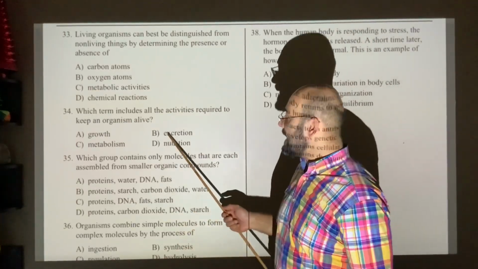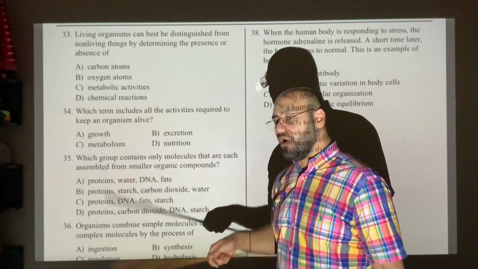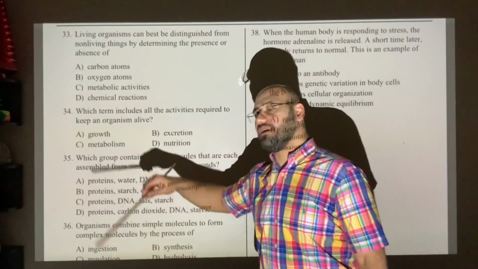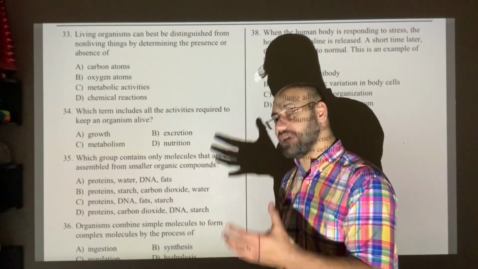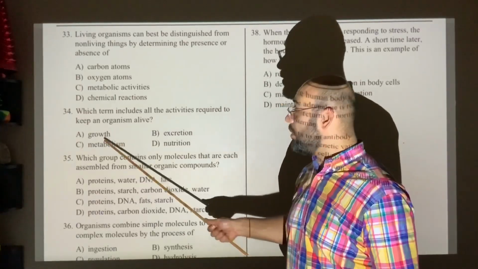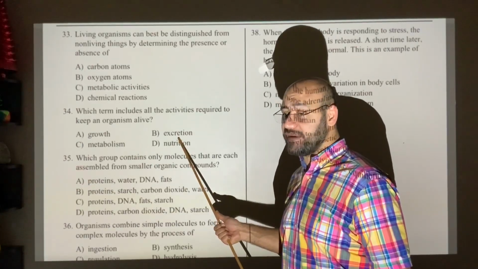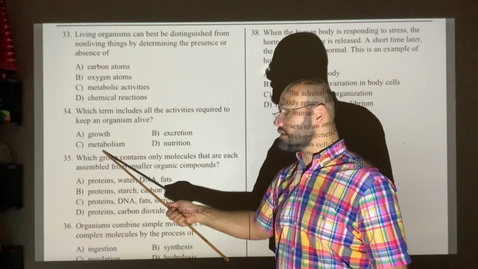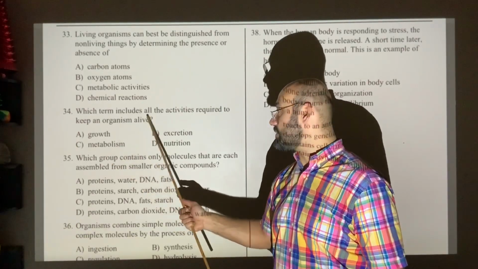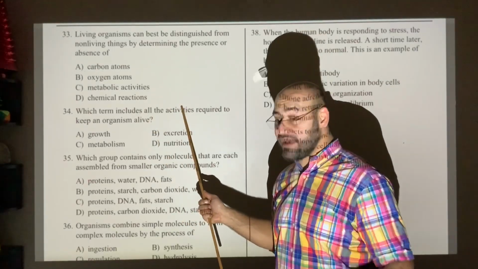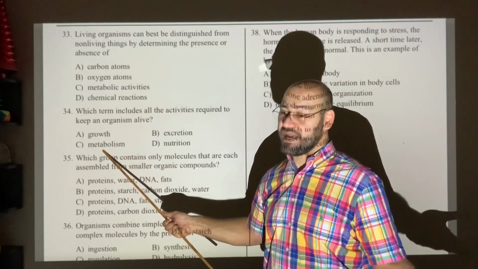And again, think about it. When you say all the activities, remember, what were all of the activities that you must have in a living organism to stay alive? 7 of them. Growth is only one of them. How about this? Is it everything or just one of the 7? It means everything. Metabolism actually is everything. All 7 are called metabolic activities, which is metabolism.